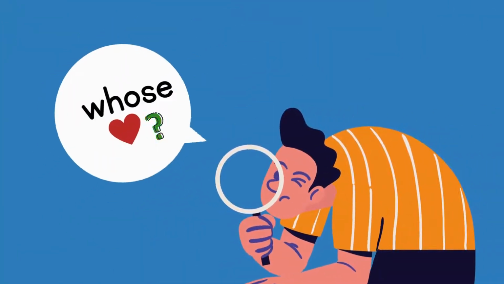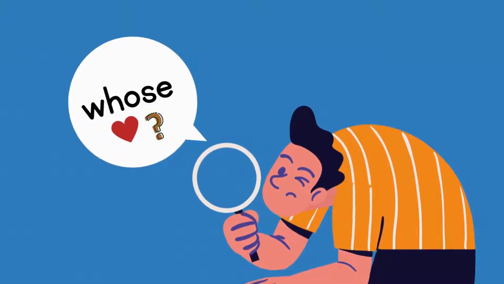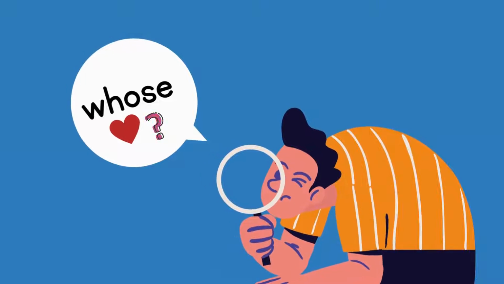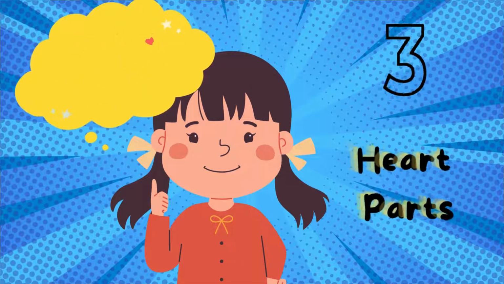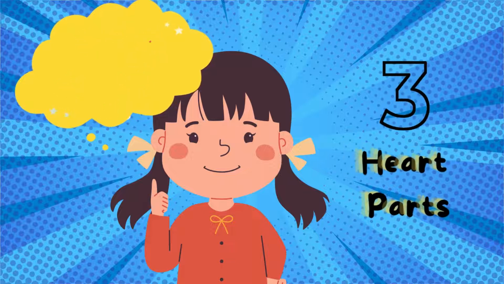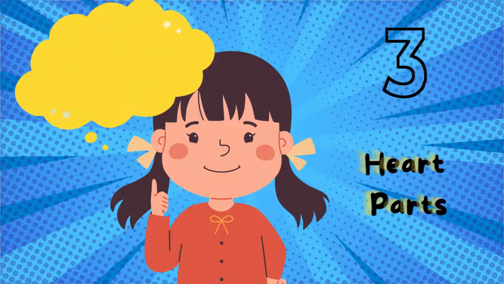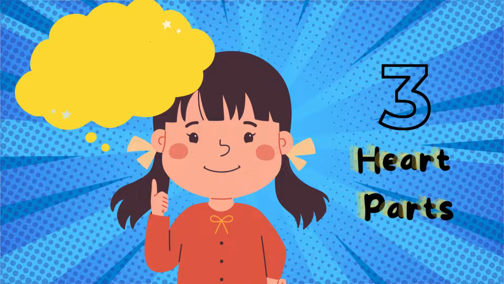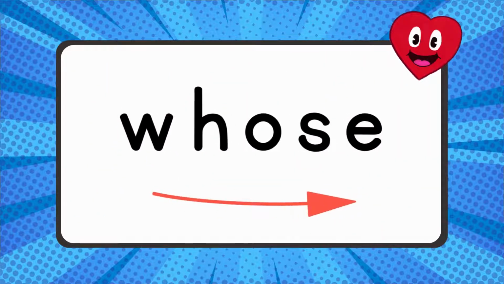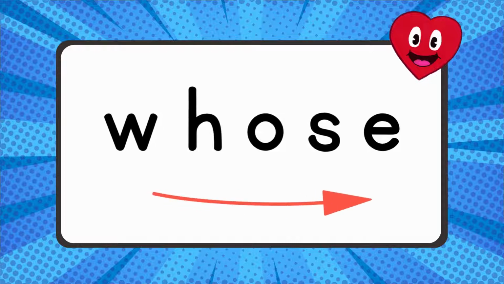Our mission is to find the 3 tricky or irregular parts in this word. We call them the heart parts because they are the parts of the word that don't follow the rules. We'll need to remember them by heart. First, let's stretch out our word and then count the sounds.